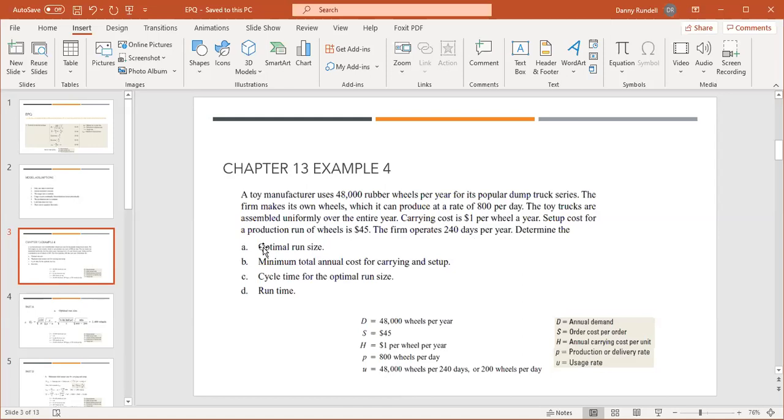Determine the A, optimal run size, B, minimum total annual cost for carrying and setup, C, cycle time for optimal run size, D, runtime. So here's some of those variables from EOQ. Here's some of the EPQ. And next to this here are what those variables represent.